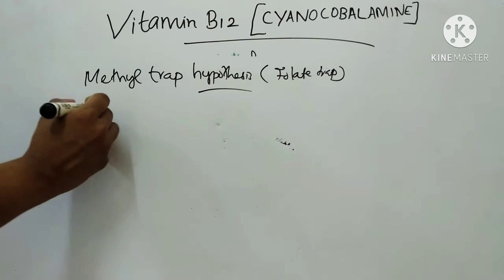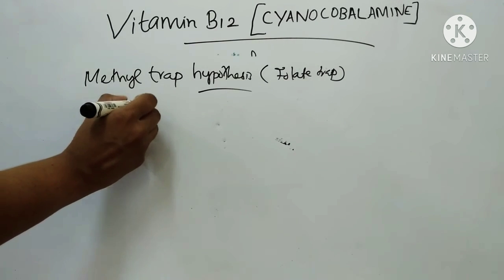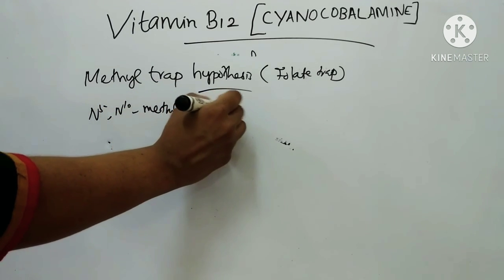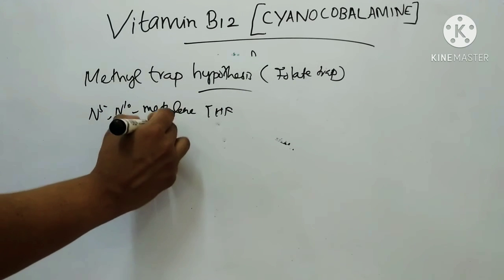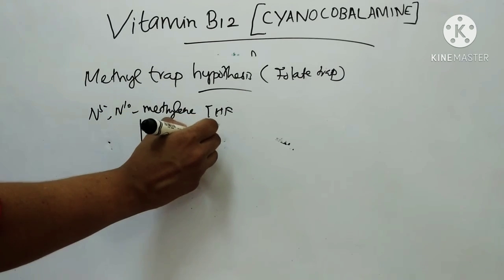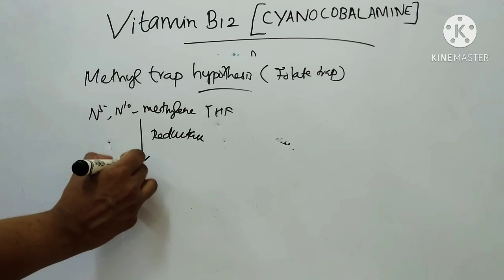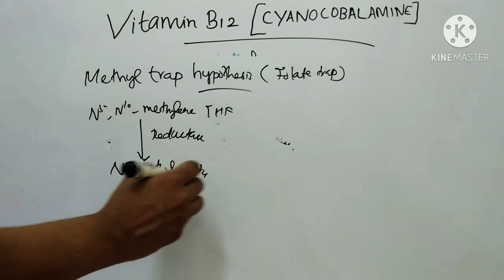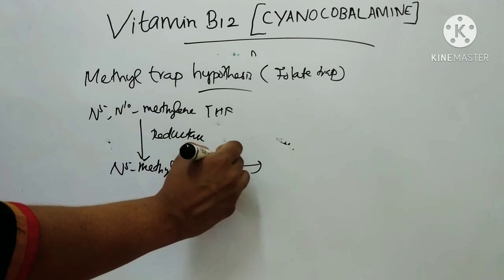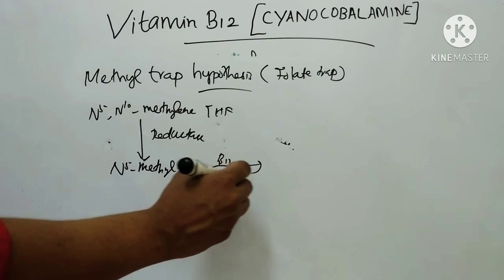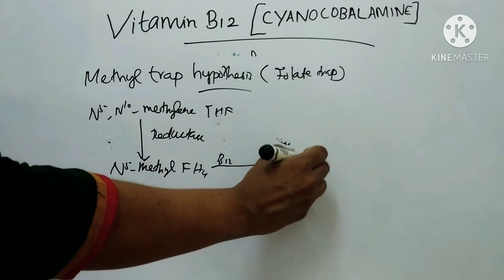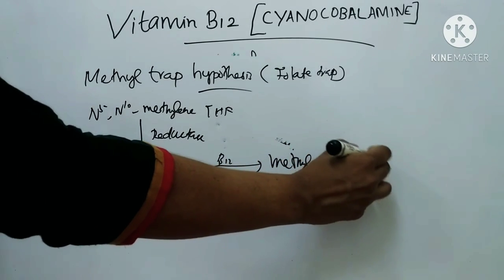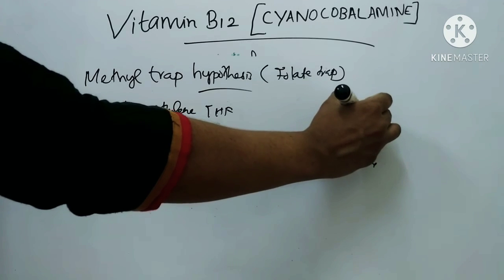That is N5, N10 methylene THF. It is converted by the enzyme reductase to N5 methyl FH4. Then, with the help of B12 as the coenzyme, N5 methyl FH4 is converted to methyl B12, plus FH4. FH4 goes to one carbon metabolism.